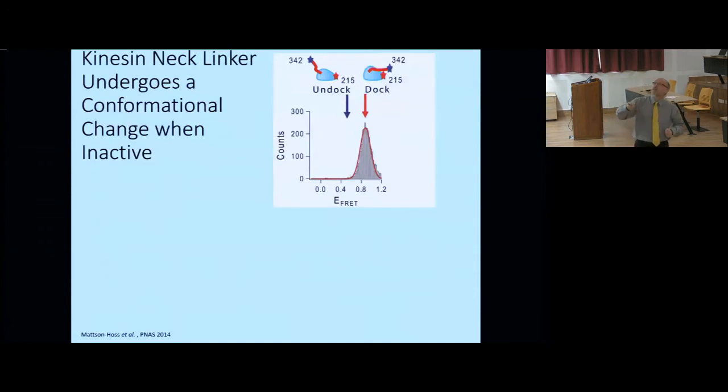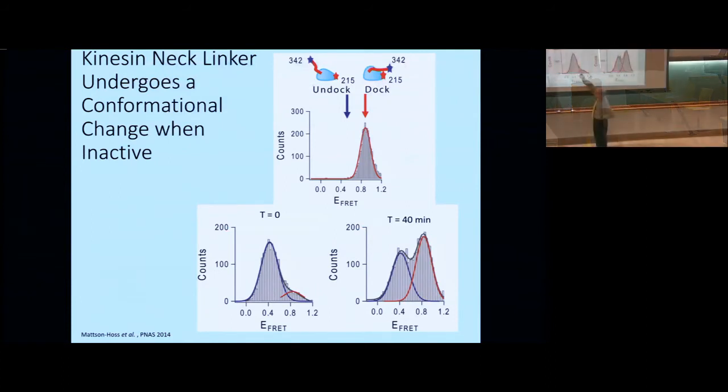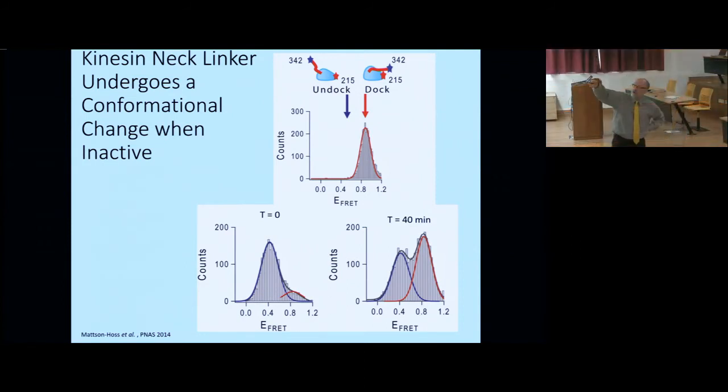This was with Michio Tomoshige, who had FRET pairs. Basically, if the neck linker is docked, you should have high FRET, and if it's undocked, you should have low FRET. What we saw is that the active kinesin was in the ADP-bound state, and in the ADP-bound state you'd expect the neck linker to be undocked, and that's what we saw at t equals 0. As we aged it, and the kinesin went inactive, it looked like the neck linker was docking with the head.